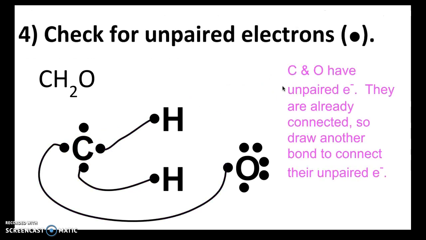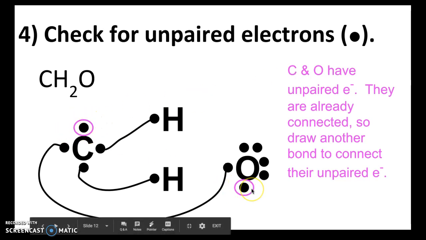Everything's all connected. Now the fourth step, and this is where it's going to start differing from the cases where you have all single bonds. In this fourth step, we're asked to check for unpaired electrons. If you're going to have all single bonds in your structure, you should have no unpaired electrons. But if you see unpaired electrons, that means that you're most likely going to have double or triple bonds. So I take a look and I notice that carbon and oxygen have unpaired electrons. These are their unpaired electrons: an unpaired electron on carbon, an unpaired electron on oxygen.